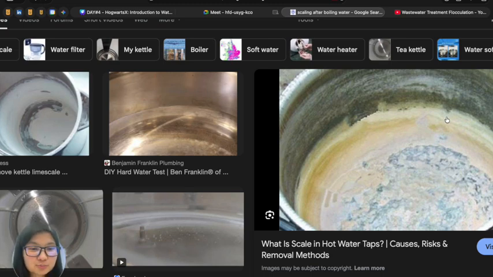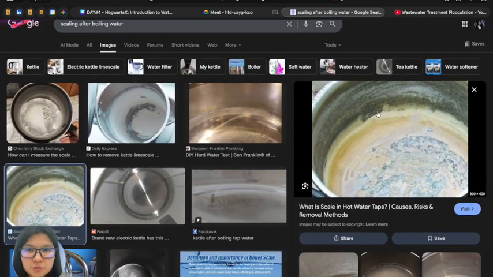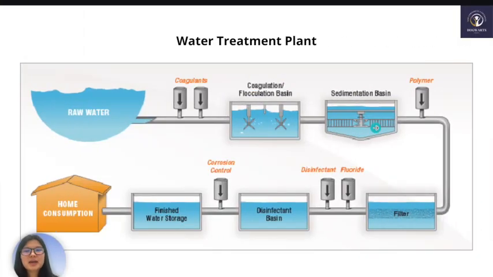Yes, so basically the scaling happens. Why? Because inside of the water you have salts, calcium and magnesium salts that should be removed, in fact. And if water has too much of these salts, then after you boil the water, of course, you are going to have this scaling, and it's a problem. But scaling is not the biggest issue. The biggest issue is our health.